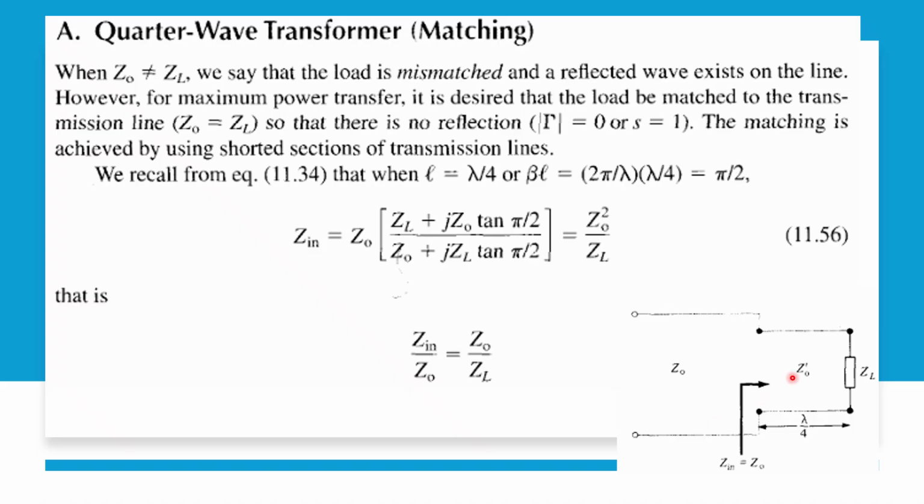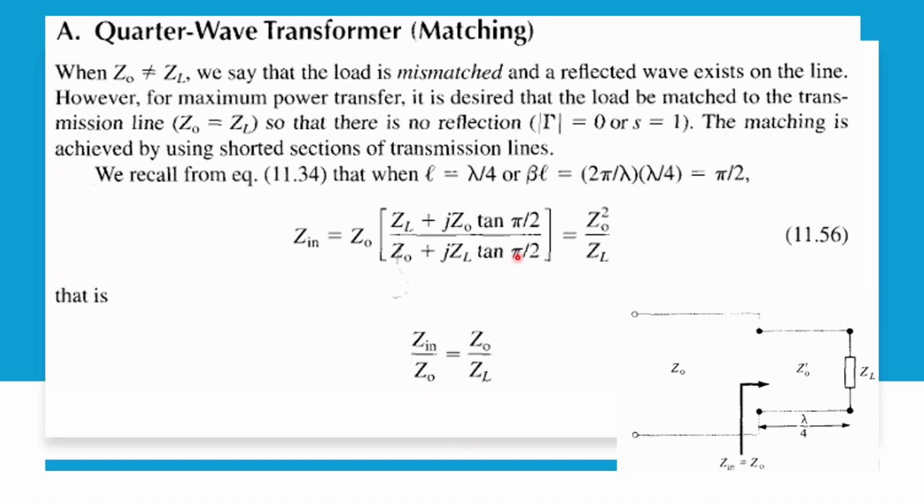So if I add this quarter wave transformer, then because of this addition, the impedance will be matched, that is, now we will receive Z not equal to ZL. So how can we receive it? You can check here.